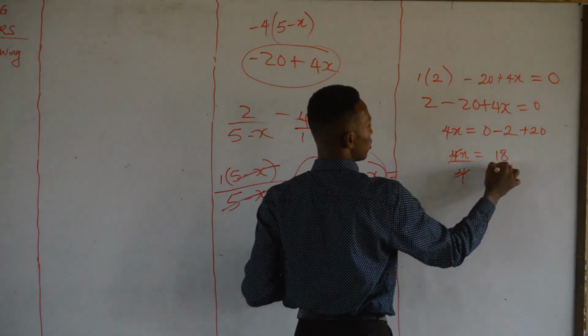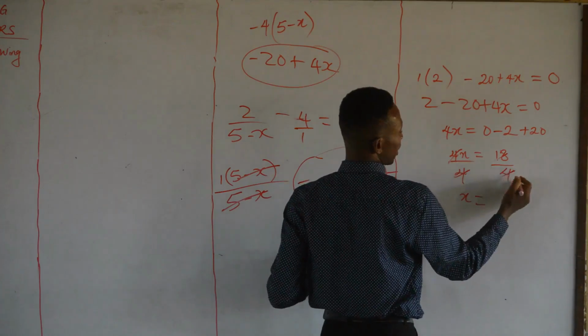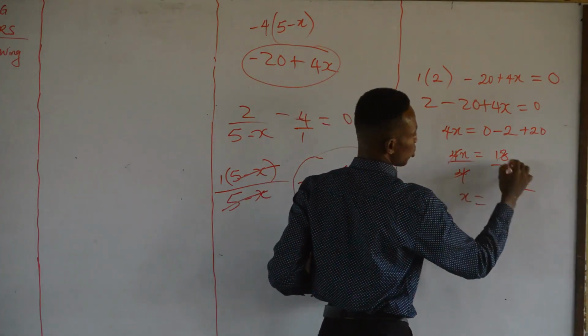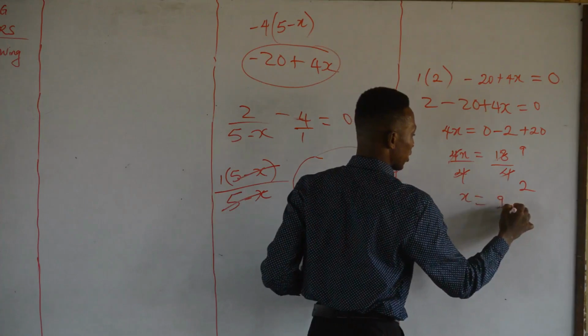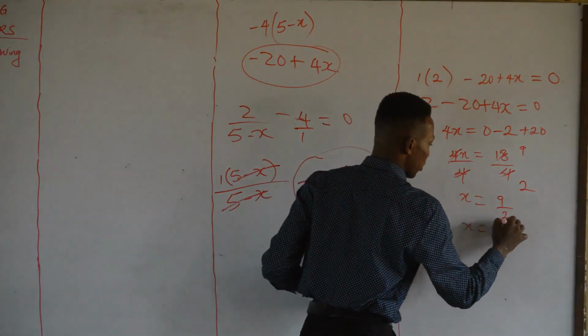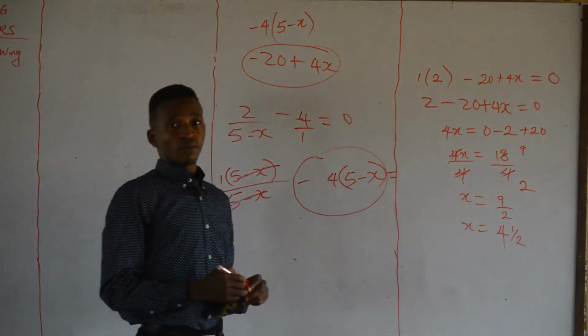So this gives you x equals, we can break it down gently. This is 2, this is 9. That gives you 9 all over 2. So x equals 4 number 1 all over 2.